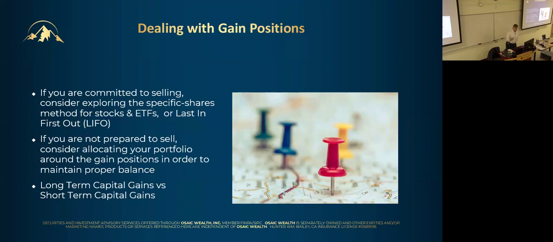Now, if you're not ready to sell, and I see this a lot of the times when we got people who are really, really tied to individual stock positions. Most common example I see is Tesla, where people have bought in their Tesla, they saw it get 1,000% gain, and now they're down to 400% or whatever the case may be, and they're wanting to hold on to it, and they don't want to sell, or they want to just keep buying more. You might then just consider allocating around that gain position in order to maintain your proper balance.